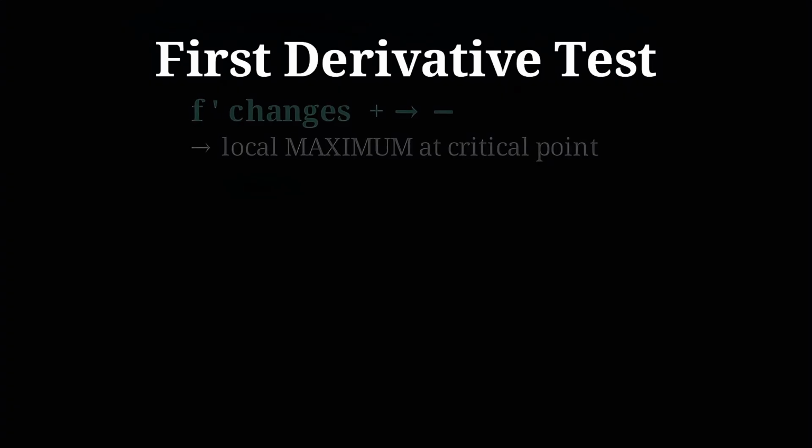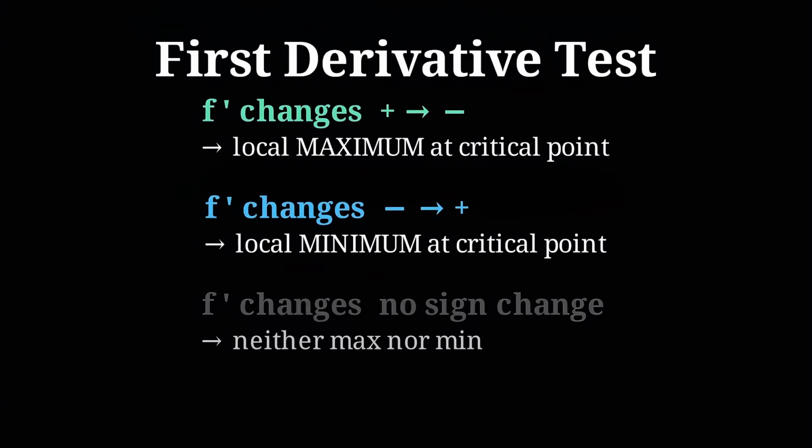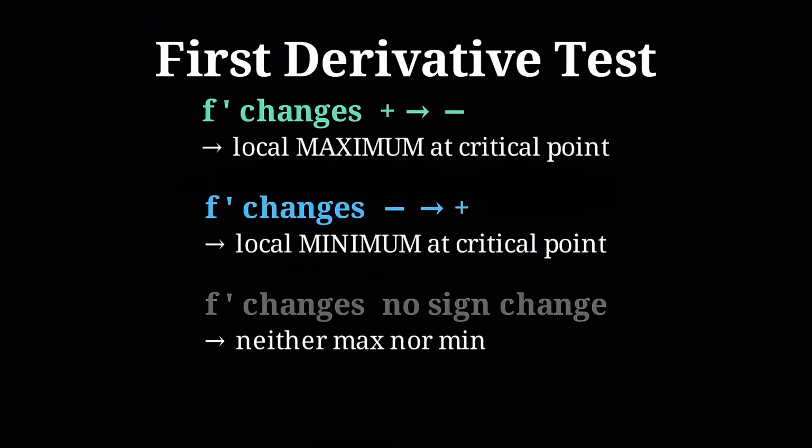The first derivative test tells us whether a critical point is a local max, a local min, or neither. Evaluate the sign of f prime on either side of the critical point. If f prime changes from positive to negative, the function was rising, then fell. You have a local maximum. If f prime changes from negative to positive, the function was falling, then rose. You have a local minimum. If f prime does not change sign, the critical point is neither. Build a sign chart. Mark the critical points, test one x value in each interval, and read off the signs.